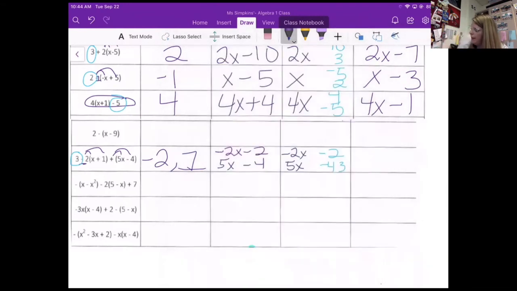So if we combine -2x and 5x, that would give us 3x. And then -2 plus -4 would be -6. And -6 plus 3 would leave us with a -3 to add to the end. So 3x minus 3 would be that all simplified.